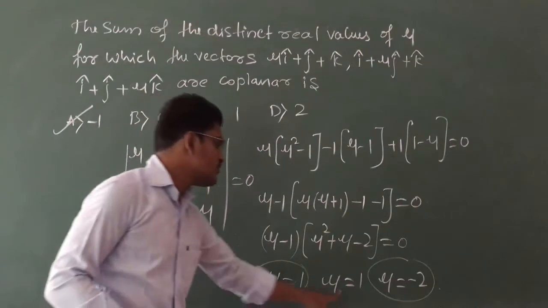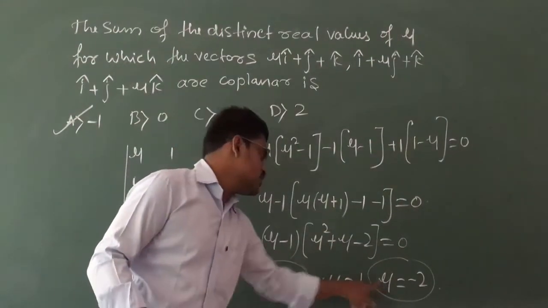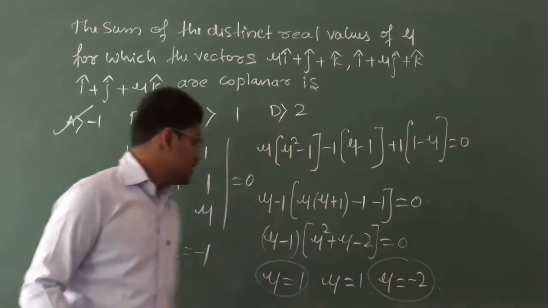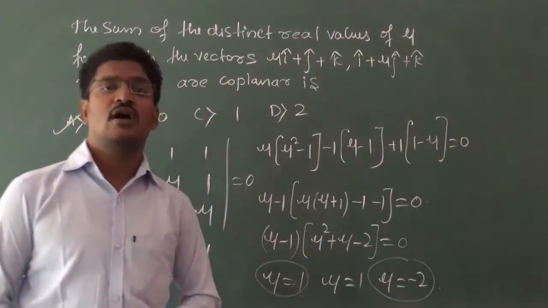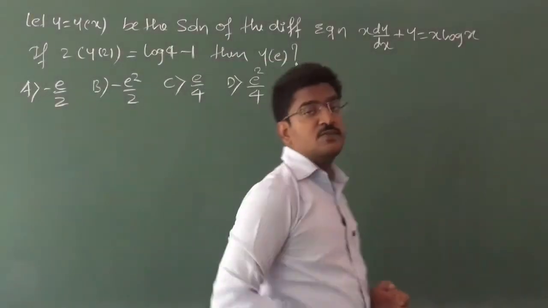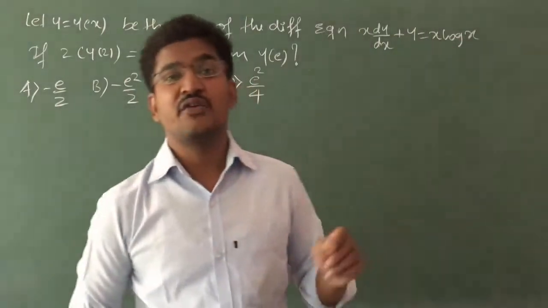Clear? Don't take sum of these two, because they are asking sum of distinct values of mu. So you take mu equal to 1 and mu equal to minus 2. If you take the sum, it will be minus 1. So option A will be the correct answer. Okay, students. So now let us move for the next question, that is from differential equations.